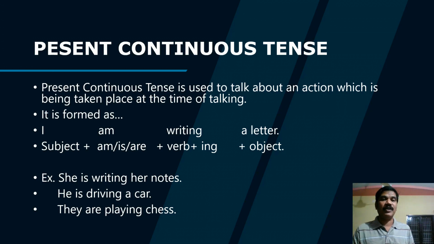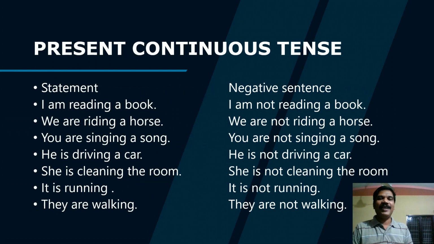She is writing her notes. He is driving a car. They are playing chess. Okay, now learn statement and negative sentences of present continuous tense.